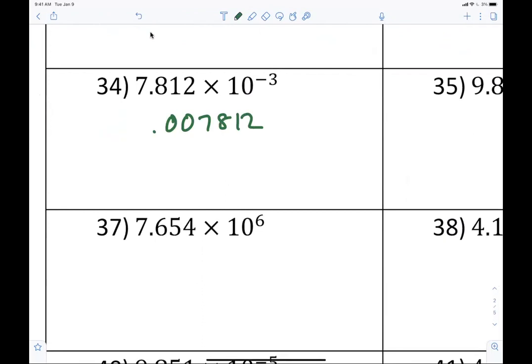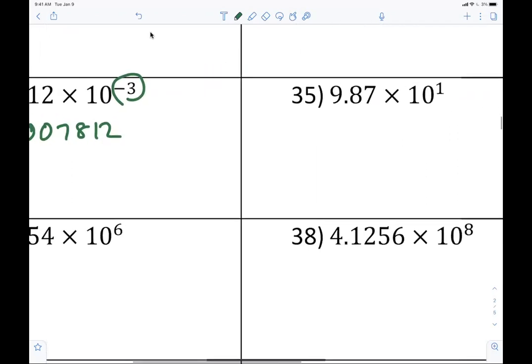Why would you add 2 zeros? Because I'm moving it to the left, 1, 2, 3 spots. Remember, negative exponents mean moving to the left. Oh, yeah, I was making that mistake. Yeah, it's a common mistake. Okay, who's next?